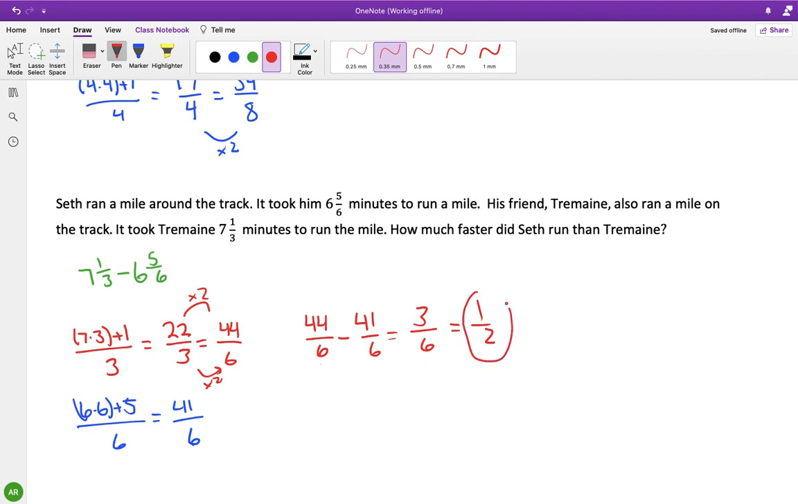Okay, so it took, we could say, much faster. He ran the mile a 1/2 minute faster. Or you could say it took him 30 seconds less, however you want to state it. Anyways, that's the main idea there.